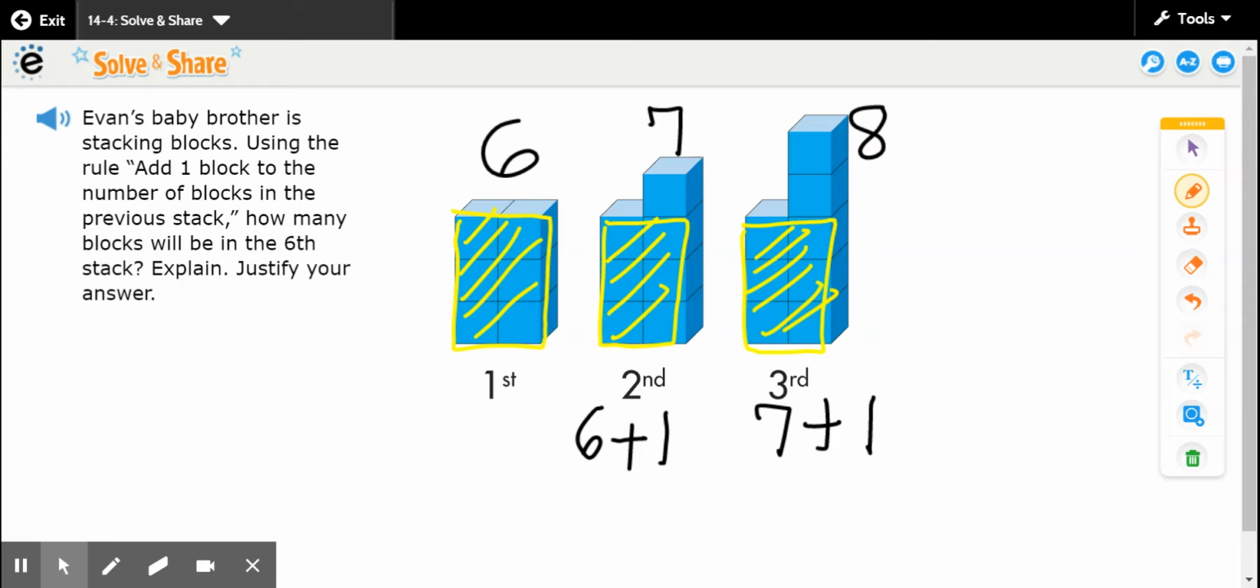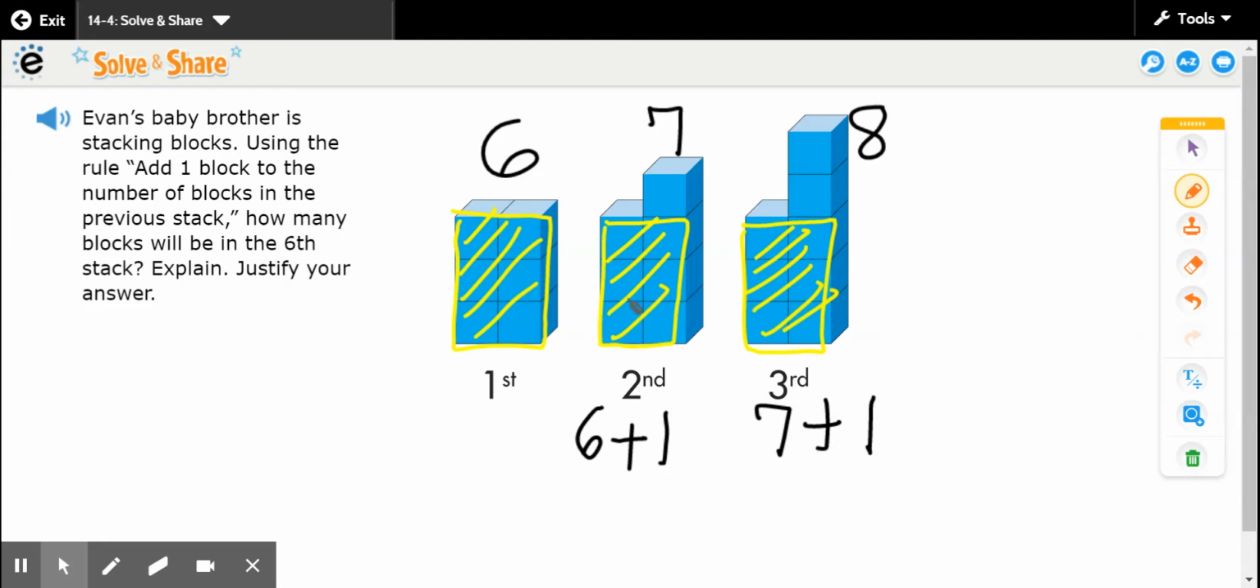Okay, if you said that the rule is to add 1 each time, then you are correct. But we can't just say add 1. We have to say add 1 to the previous term, okay? And when you look at adding 1 to the previous term, that means we're adding 1 to the term before the one we're on right now.